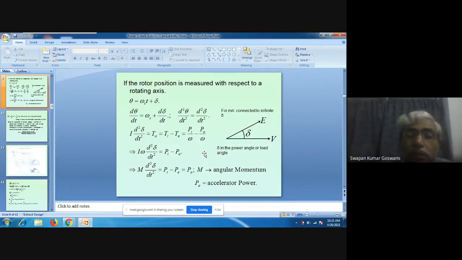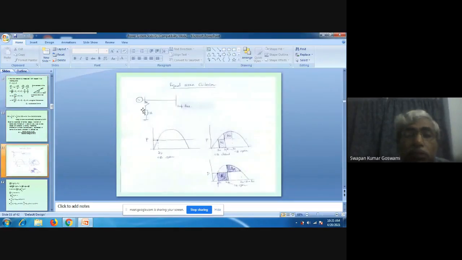Okay, now let us see what happens. Consider a situation like this. What happens when there is a large disturbance? Let us investigate this, then we shall see how we can analyze it. Consider a very simple system consisting of a single machine connected to an infinite bus. In power system analysis, particularly in stability analysis, this particular model is very popular. That means a generator is connected to an infinite bus.